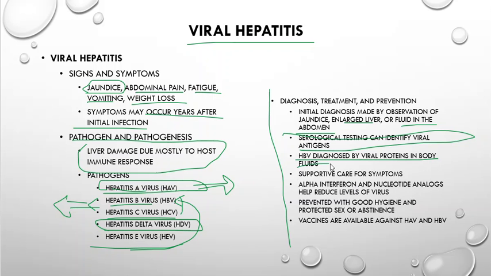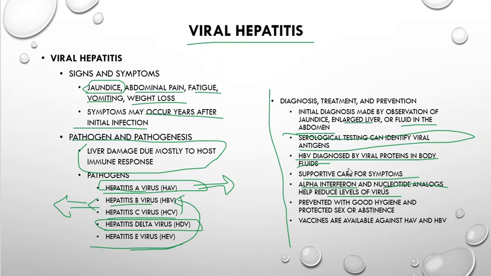For hepatitis B, they look for the viral proteins. Supportive care for symptoms. Alpha interferons and nucleotide analogs help reduce levels. Interferon, if you guys remember back when we were talking about the immune system, is going to give a heads up to surrounding cells to help them prepare to defend themselves from viral invasion.